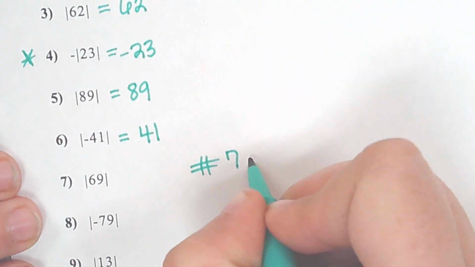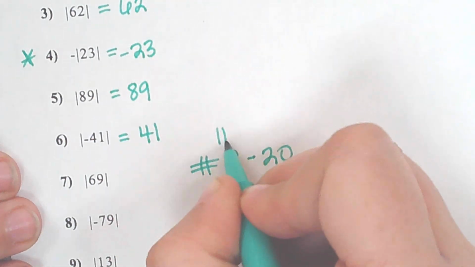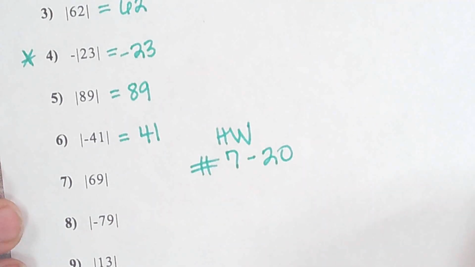So your homework tonight will be numbers 7 through 20. Do you have time to get it done right now? No. What? Yes. Don't be a turd.